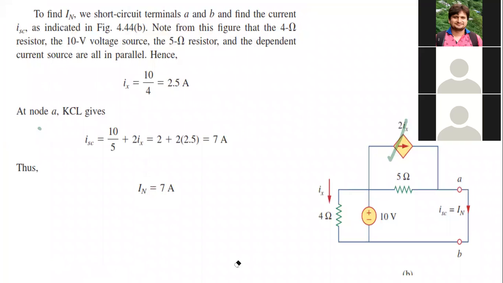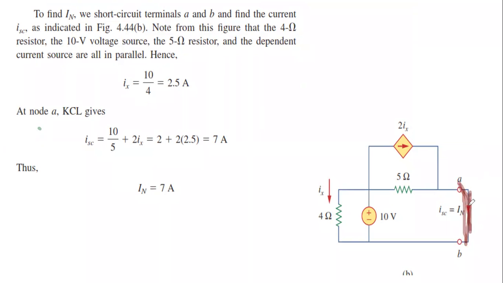Okay, fine. So next one is we need to find IN. Rn was there. Now IN means we have to short circuit these terminals. These terminals have been shorted. So once these terminals are shorted, the current here is IN, and I need to find current IN.